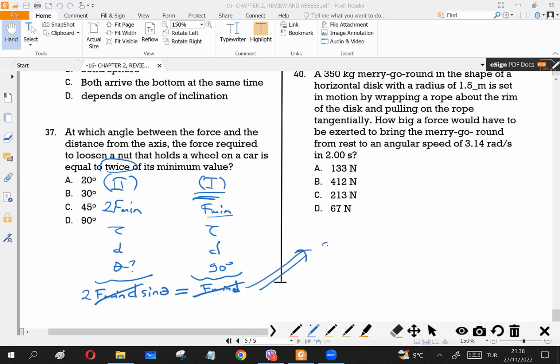On the left, 2 times sine theta is left. On the right, 1 is left. Then transfer this 2 to the right side. Sine theta becomes 1 over 2, which is 0.5. Which angle has a sine of 0.5? 30 degrees. When you check your calculator, you'll see that.